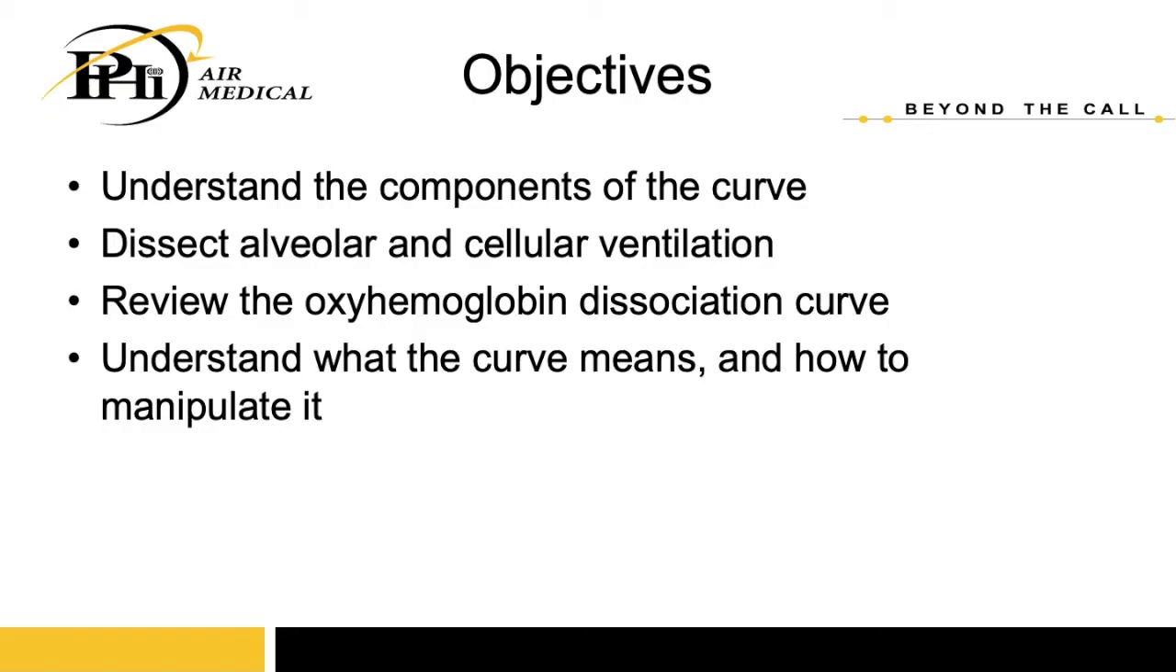So a few things we're going to be looking at. We're going to understand the components of the dissociation curve. We're going to look at alveolar and cellular ventilation and respiration. And then we're going to review the curve and understand what it means to manipulate it and the consequences of manipulating the curve.